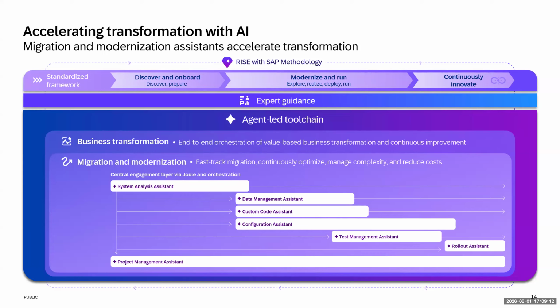There is a system analysis assistant planned and several more, and we will be able to access them via a central engagement layer via Joule. These assistants will help orchestrate different agents in the background. The system analysis assistant helps continuously build a customer-specific system knowledge backbone, giving other agents trusted and up-to-date insights.